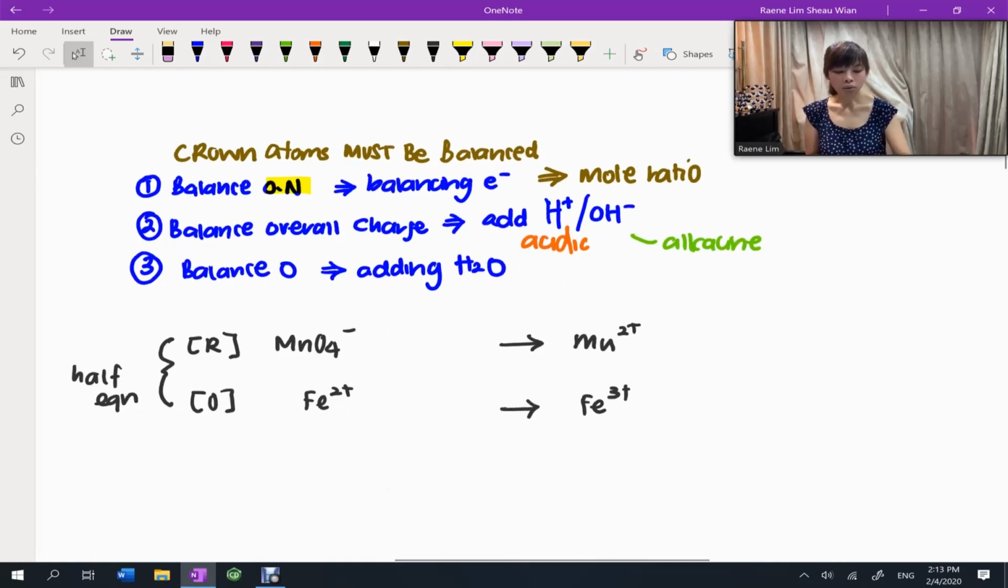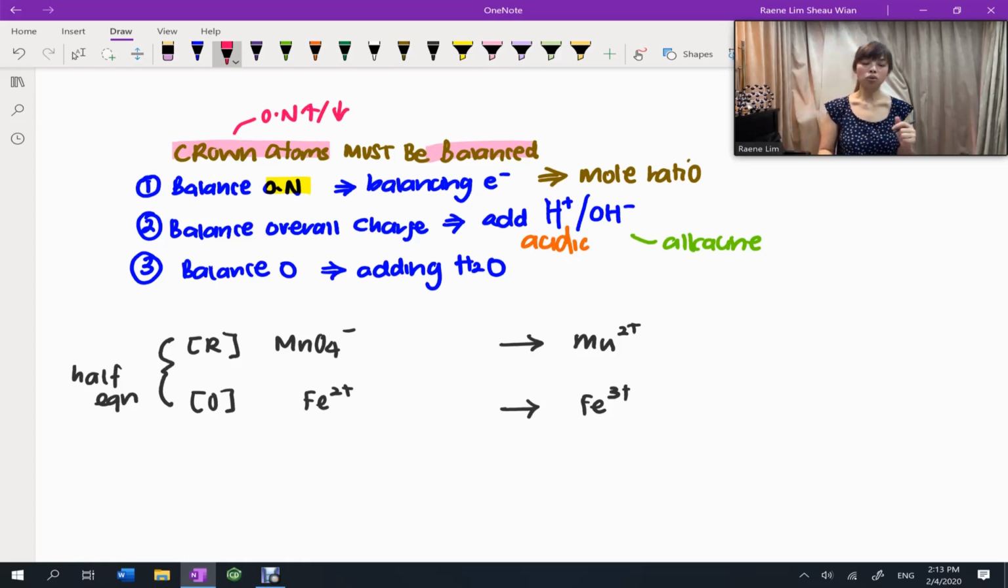So first of all, whenever you want to balance a redox equation, you always have to make sure the crown atoms are balanced. The crown atoms are the atoms that went through the reduction and the oxidation. The crown atoms are the atoms that went through an oxidation number increase or decrease. So these are the crown atoms. These atoms must be balanced first before you work out balancing of the electrons.